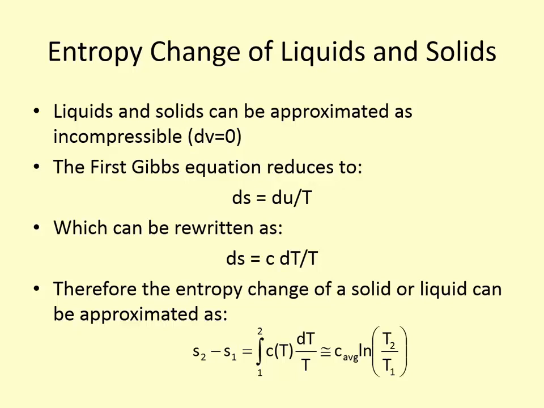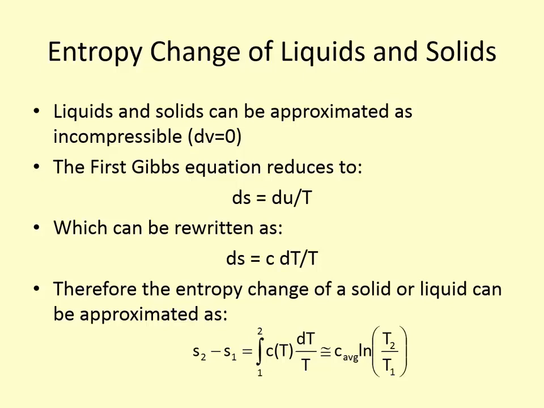Then we have this additional form of the Gibbs equation, which allows us to calculate the entropy change of liquids and solids. You note that it's dependent solely on temperature. We don't have to worry about pressure. We don't have to worry about volume in this particular case. So we can approximate this if we calculate the integral. The integral of dT over T is natural log of T2 over T1, so the entropy change of a liquid or solid can be approximated in this way. Again, if it's an incompressible substance, we can use this equation.